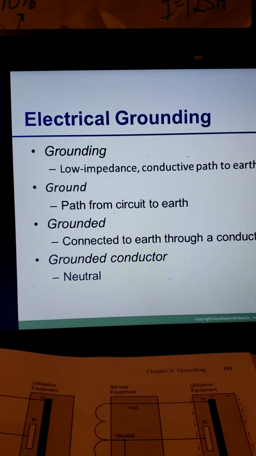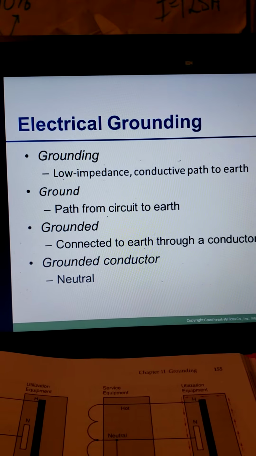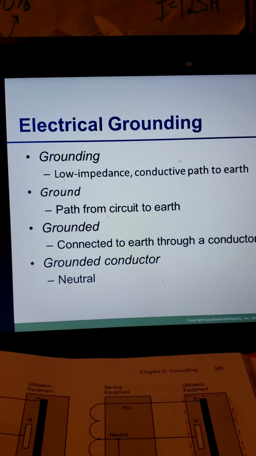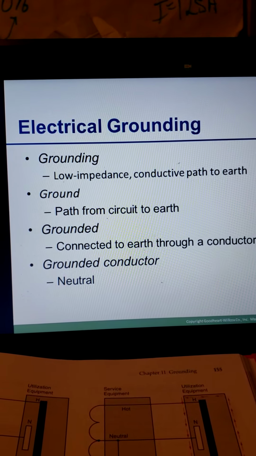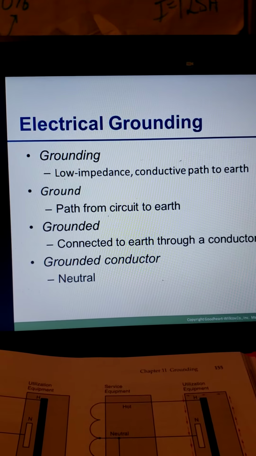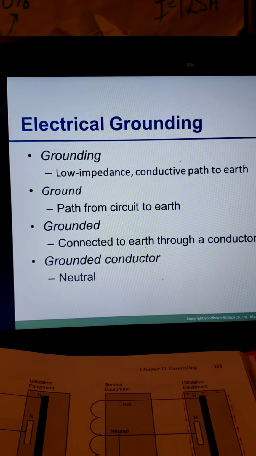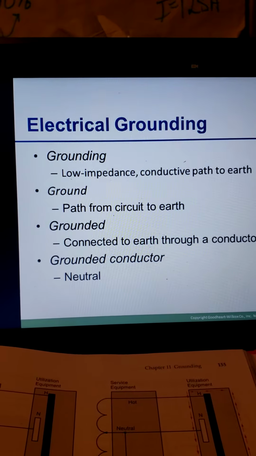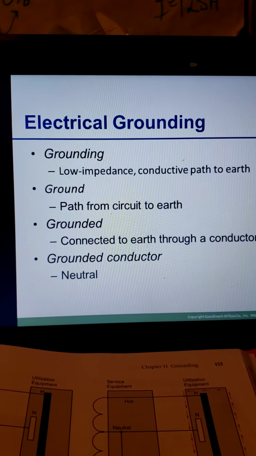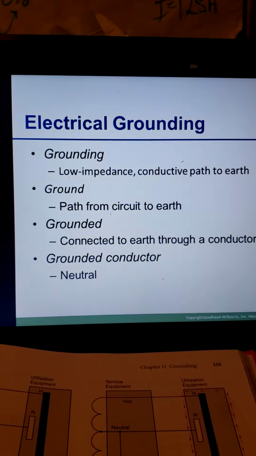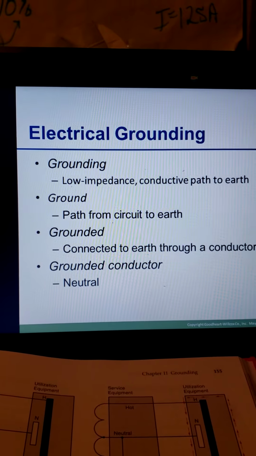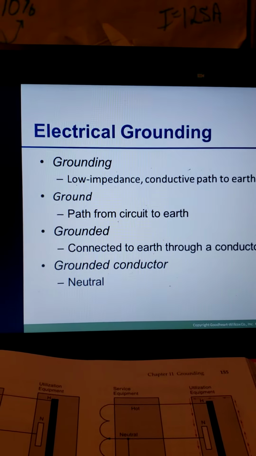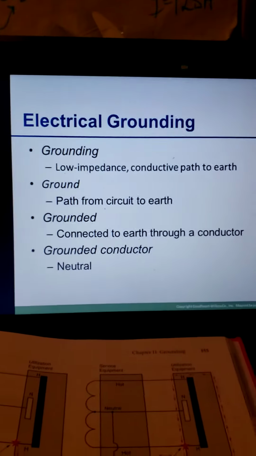Grounded, connections to earth through a conductor such as a driven pipe or metal plate. Grounded conductor, a circuit conductor that serves as part of the system grounding path, often called the neutral. Remember, the neutral is only a neutral when it's carrying the unbalanced load. Other than that, it is the grounded conductor, which is always either white or gray. Always white or gray.